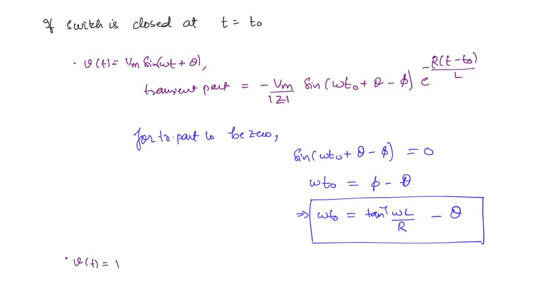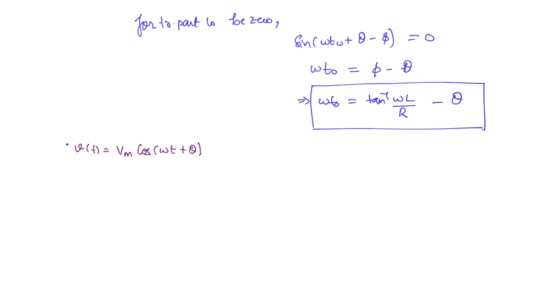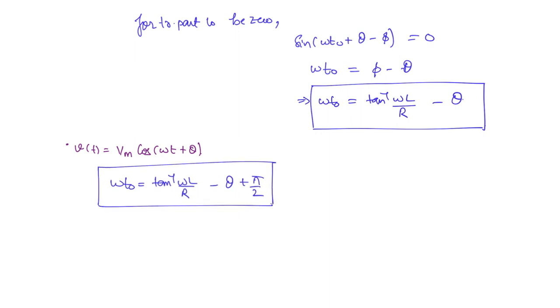V of t is equal to Vm cos omega t plus theta. In this case, I'll write the final condition: omega t naught will be equal to tan inverse omega L by R minus theta plus pi by 2. So this is the condition for the cos function when the switch is closed at t is equal to t naught. So you can write a summary here all in one place: the conditions for transient free response.